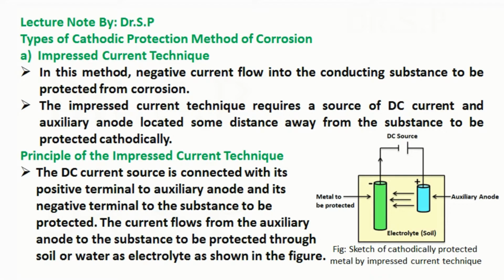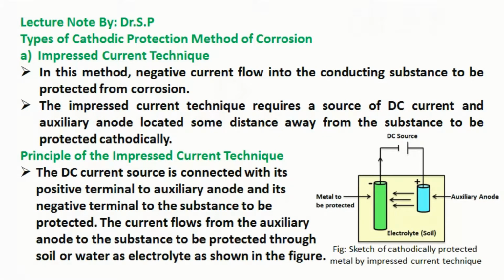In this tutorial we will discuss the types of cathodic protection methods of corrosion. Let's start with the impressed current technique. In this method, negative current flows into the conducting substance to be protected from corrosion. The impressed current technique requires a source of DC current and an auxiliary anode located some distance away from the substance to be protected cathodically. Principle of the impressed current technique.